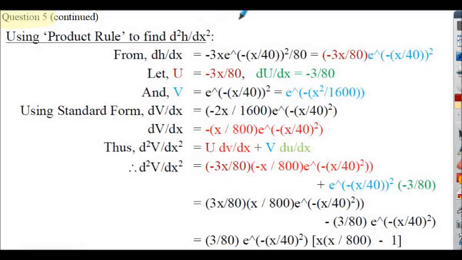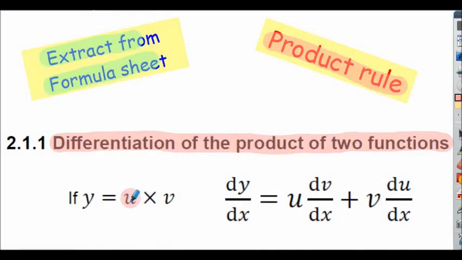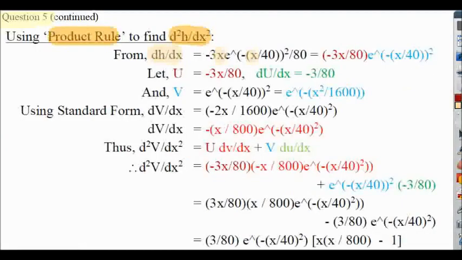And question 5, solution continued. We're now going to apply the product rule to find d2h by dx squared, because the dh by dx equation is a function of x here multiplied by the exponential, which is a function of x also. So as I said, we're essentially using the product rule here. And for your reference, here's an extract from the formula sheet that outlines the product rule, which we use to differentiate the product of two functions. Both functions u and v shown here are functions of x. I'll let you review the solution at your own pace. It's continued below.